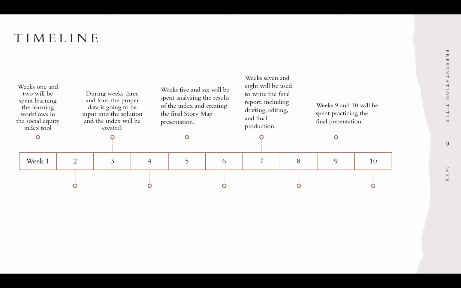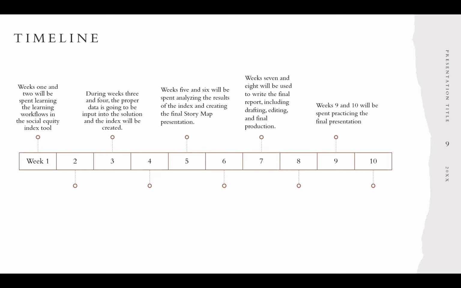So my timeline for this project: weeks 1 and 2 will be spent learning the workflows in the social equity index tool and practicing with those. Weeks 3 and 4, I'm going to be identifying and using the proper data to input into the solution, and the index will be created. So that's when I'm actually going to be creating this, using the solution to create the index and the analysis.